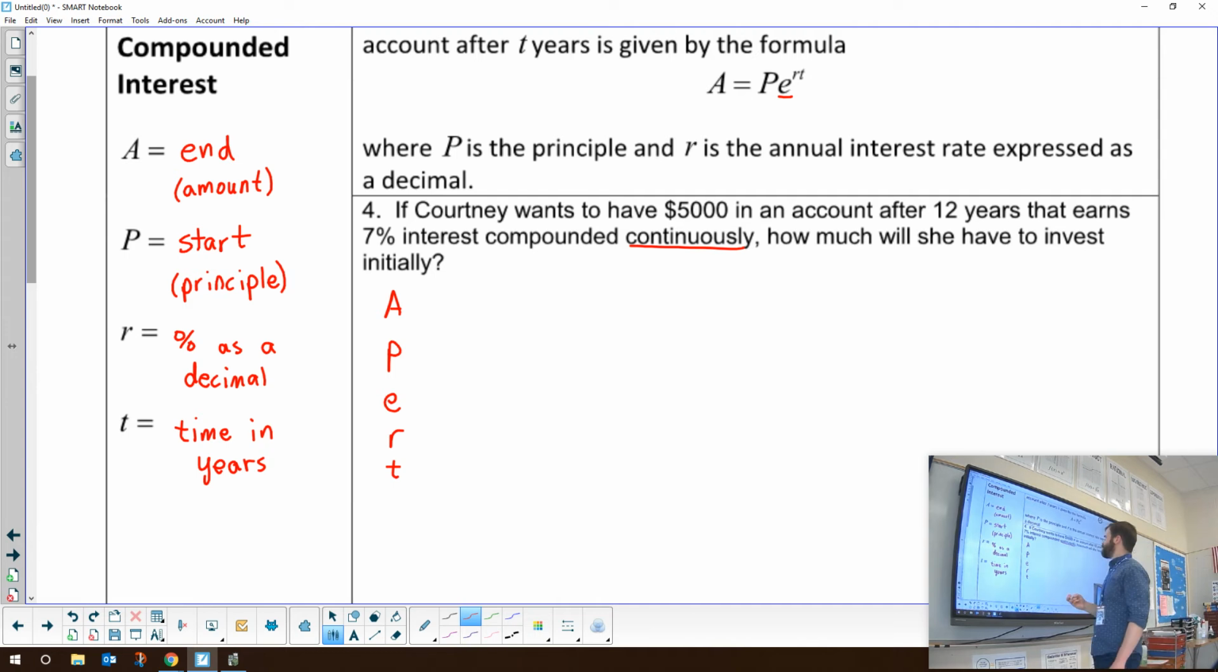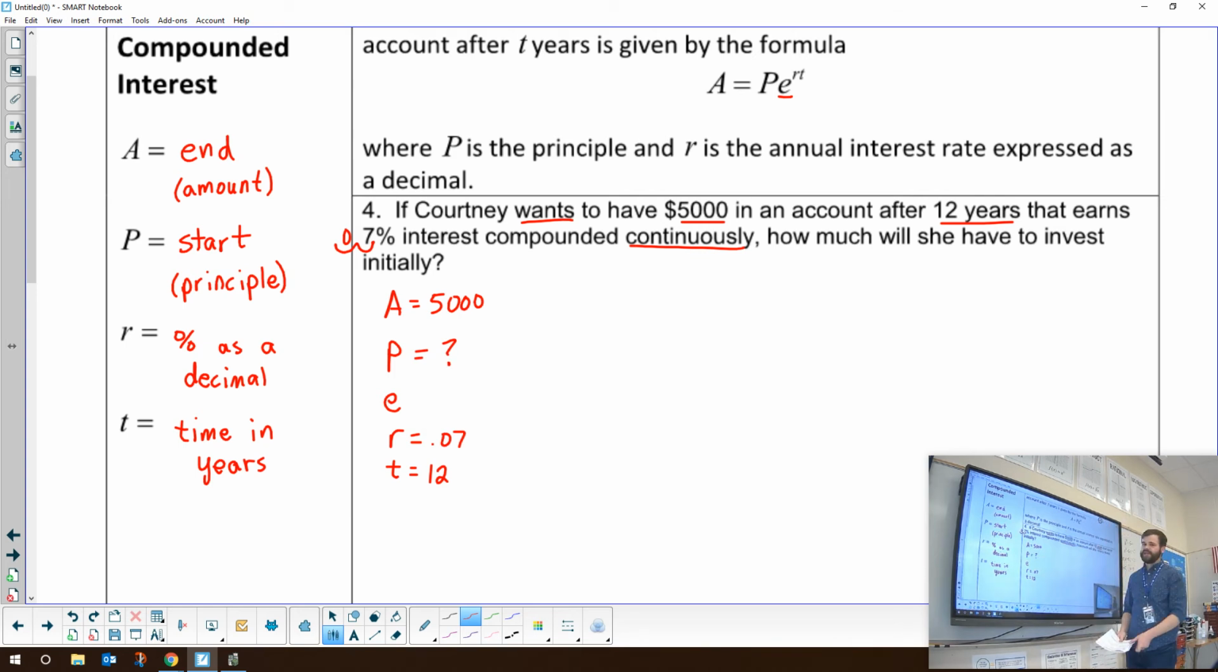So what we're going to do here is break this down. Courtney wants, that's my end, so that means my A is going to be 5,000. If she wants 5,000 in an account after 12 years, that's my time, 12 years. That earns 7% interest. Remember, we're going to move the decimal place twice, so my rate is 0.07. Compounded continuously, how much will she have to invest initially? So the initial investment, her starting point, is what we're looking for.